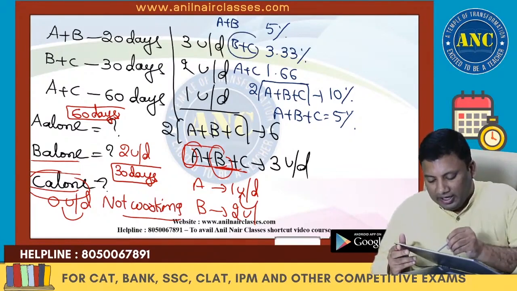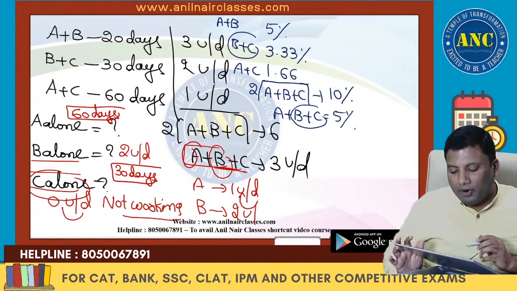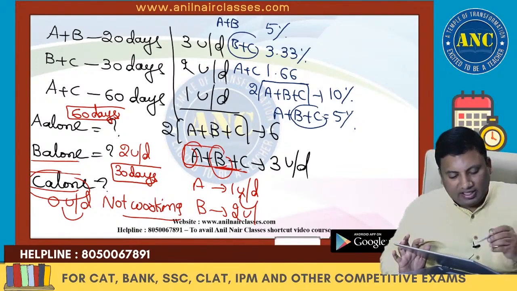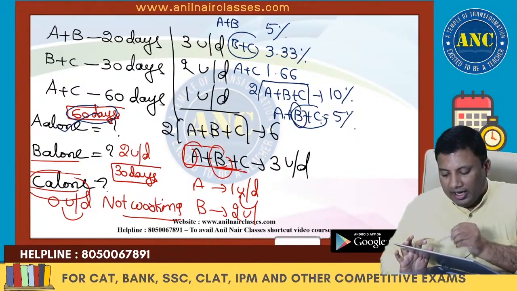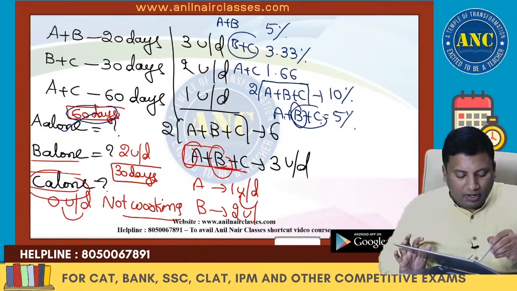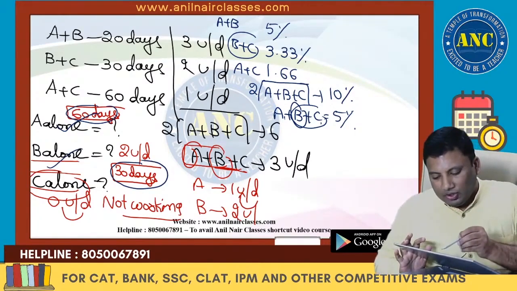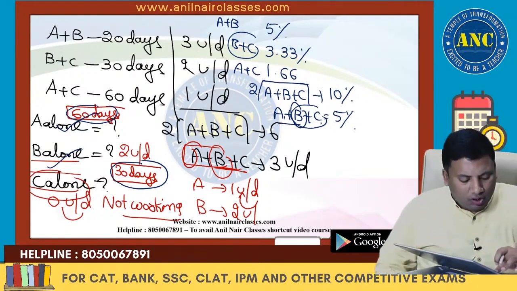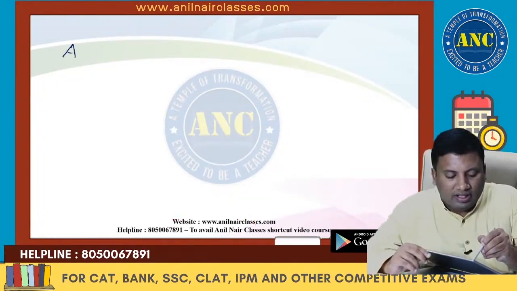B and C is 3.33. 5 minus 3.33 is 1.66. 1.66 I should get, which is 60. Are you all with me? B alone I require. A and C is 1.66. 5 minus 1.66 is 3.33. 1 by 30 is 3.33. So A plus B is 5, C will be 0. It could be anything, sir. Play around with the answer options.